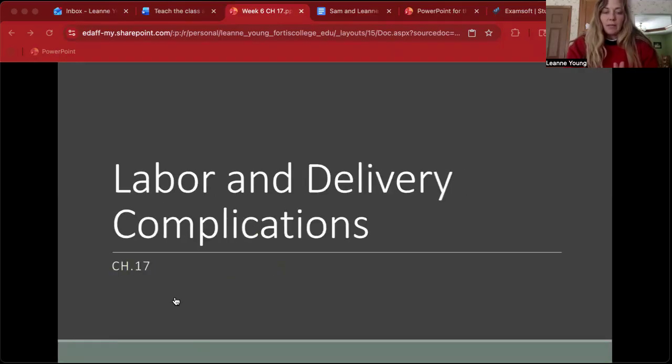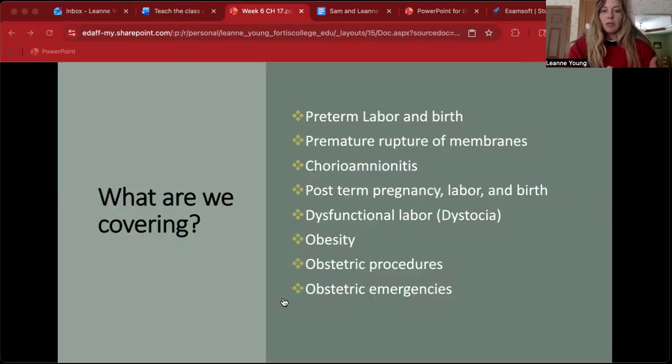So we're going to start off by discussing labor and delivery complications. What is this all going to cover? We're going to cover preterm labor and birth, premature rupture of membranes, chorioamnionitis, post-term pregnancy, labor and birth, dysfunctional labor, or in other words, a dystocia of labor, obesity, obstetric procedures, and obstetric emergencies.